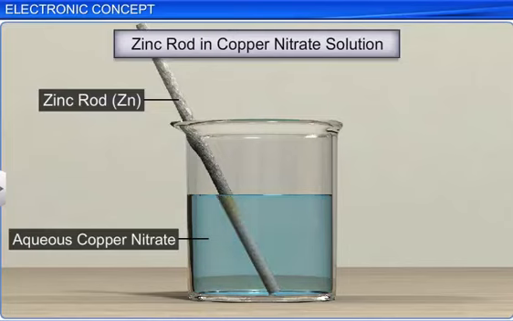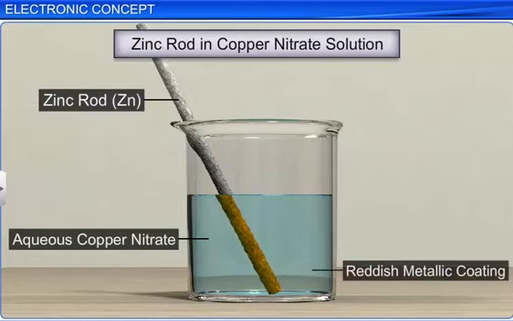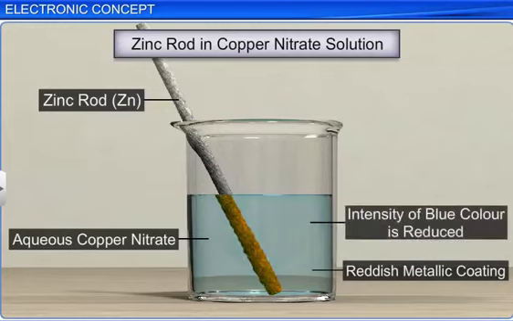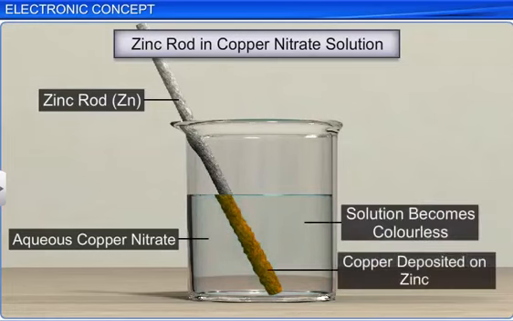After a while, we notice a reddish coating which is due to the deposition of metallic copper appearing on the rod. We also notice that the intensity of the blue color of copper nitrate decreases and becomes colorless after some time. This is due to the disappearance of Cu2+ ions, which are responsible for the blue color of the solution.